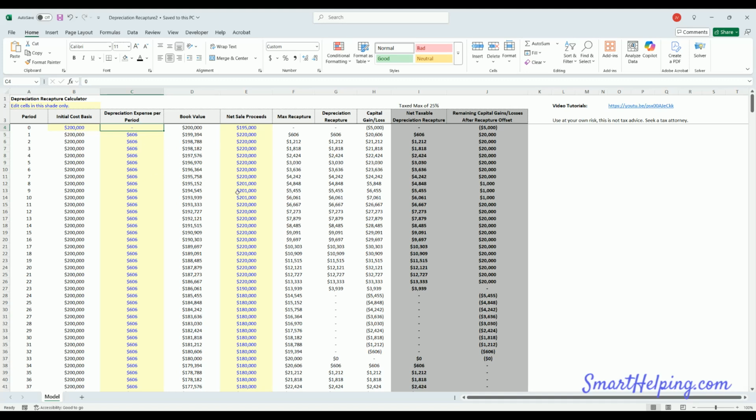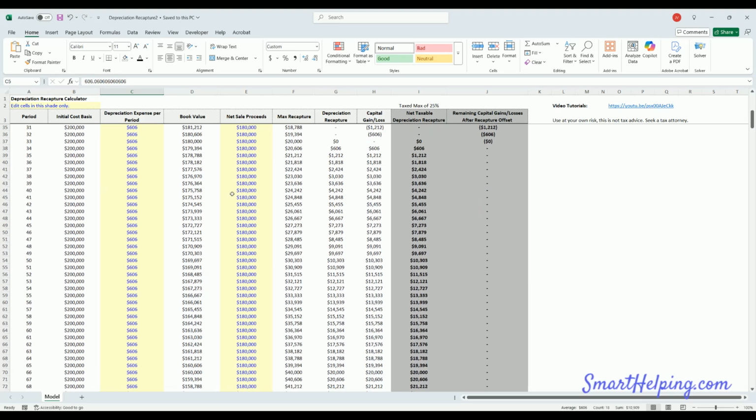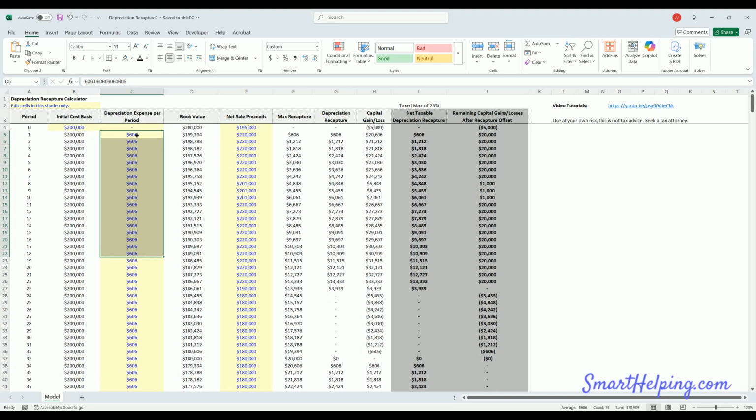So this model was working fine in all scenarios except when the net sales proceeds were less than the initial cost basis but more than the book value. Book value is just initial cost basis minus what you've depreciated, the accumulated depreciation. This model was just to show the user over time what their possible tax consequences would be if they sold at a certain value and a certain amount of depreciation has happened.